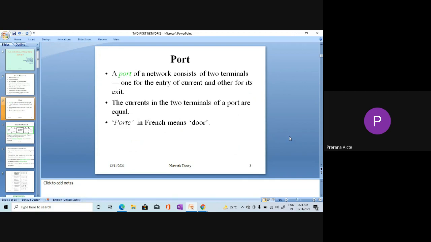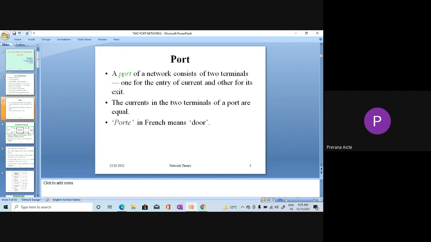Before going to two-port network parameters, what is meant by a port? That is very important. As a beginner, you must understand what is meant by a port. A port of a network consists of two terminals. For any closed circuit, we require two terminals. One is for the entry of current, another is for exit. So one terminal belongs to the entry point, another terminal belongs to the exit point.